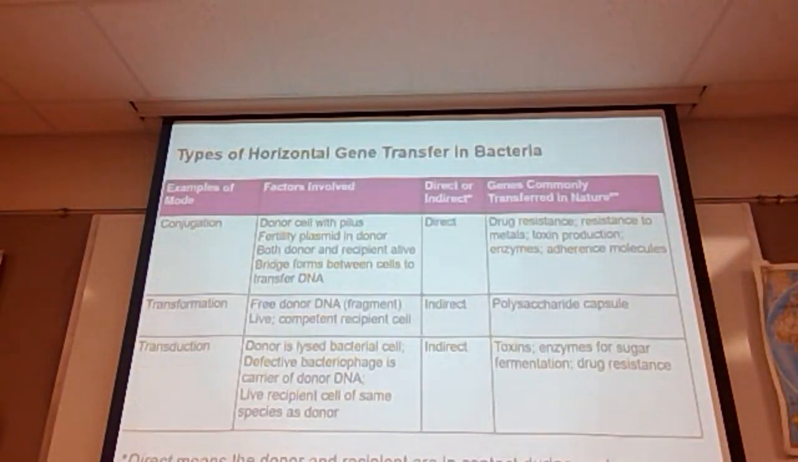Different types of horizontal gene transfer. There's conjugation. Again, not going to go through all of these, but these are the different types. Transformation and transduction. Some of the things that you need to point out here, that in transduction, the donor cell is lysed. So this bacteria cell dies, whereas in transformation and conjugation, the donor cells don't necessarily die as a result of the transfer.